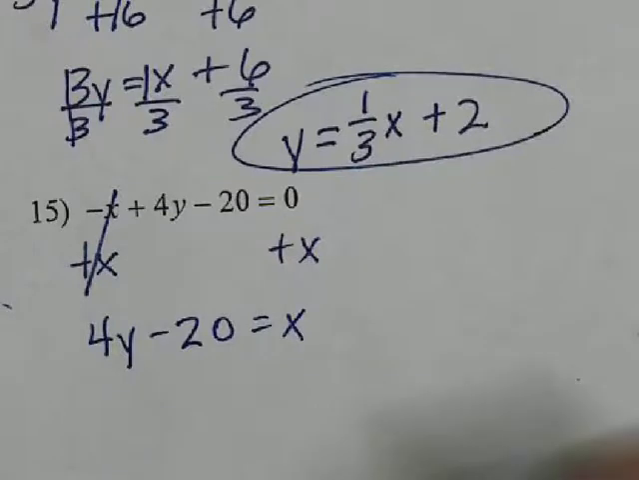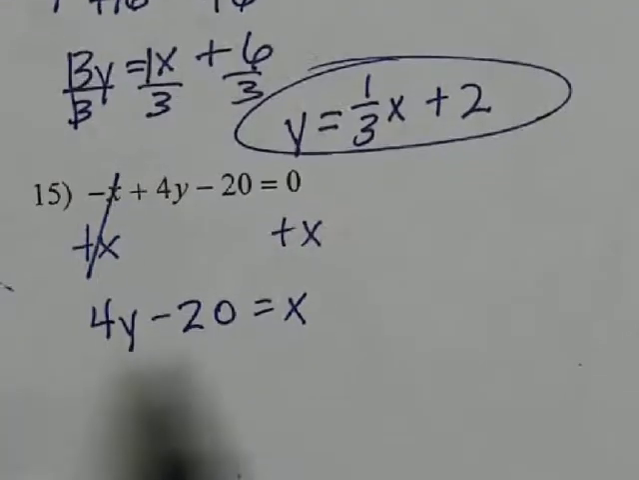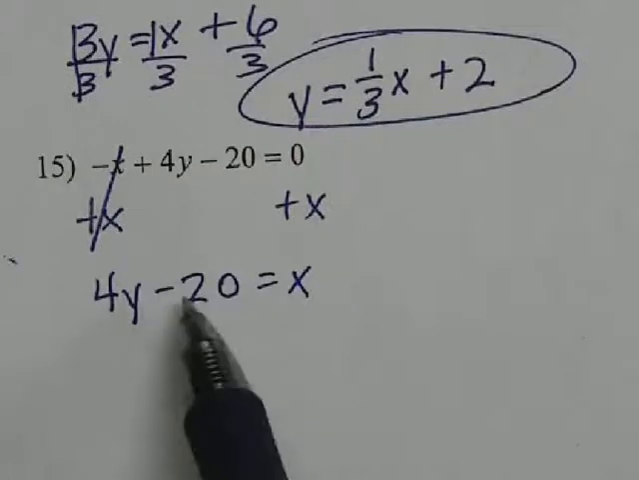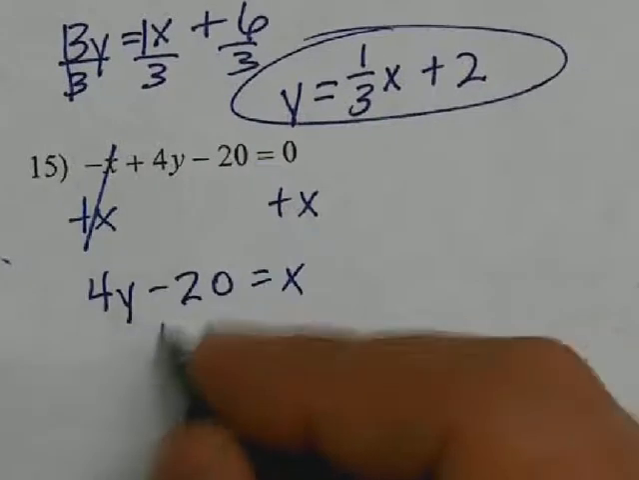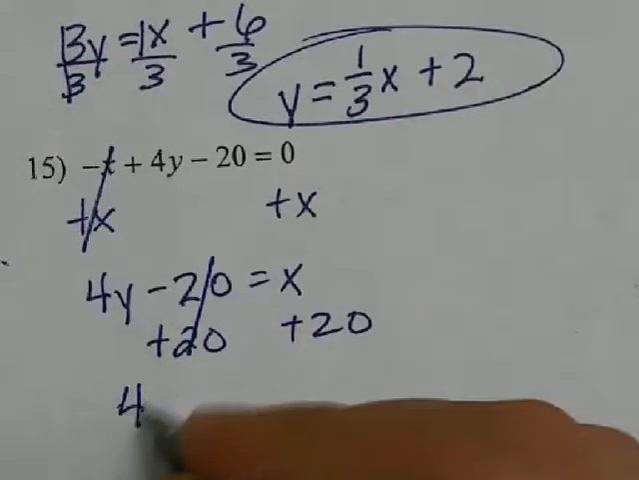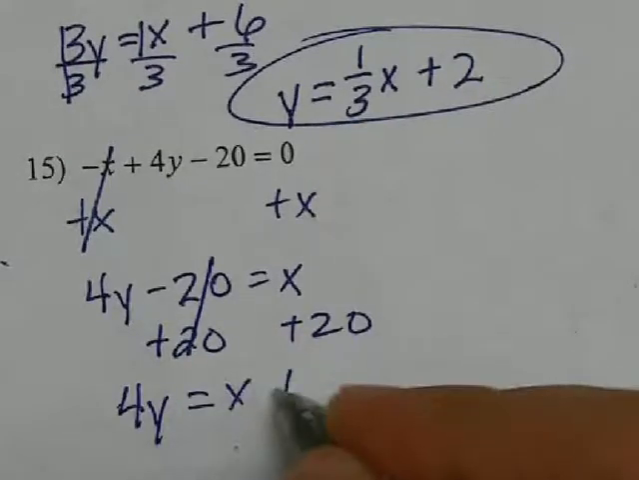Now notice, do I divide now? No, don't divide. Okay? Don't divide yet because you still have something here. So move this to the right side. So plus 20, plus 20. That cancels there. I got 4y equals x plus 20.